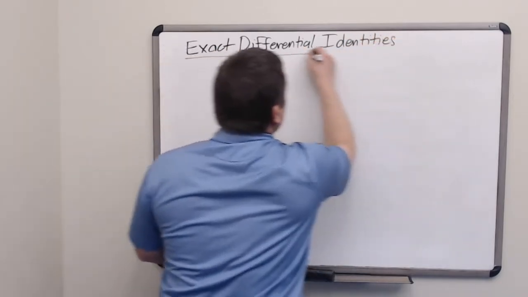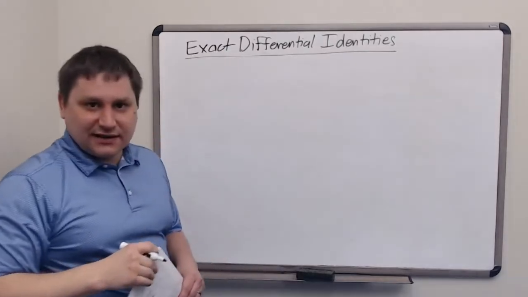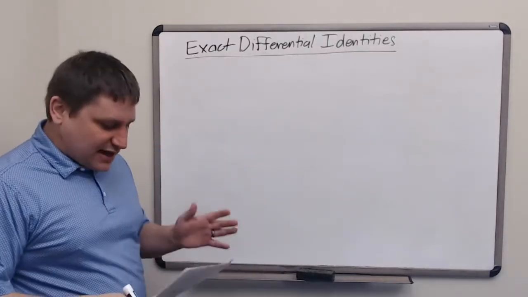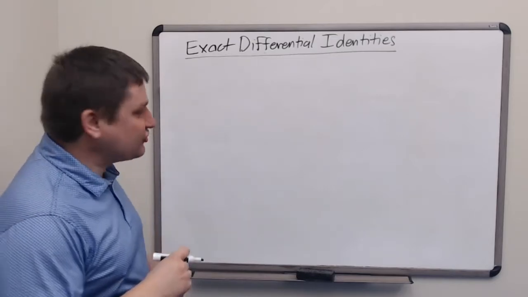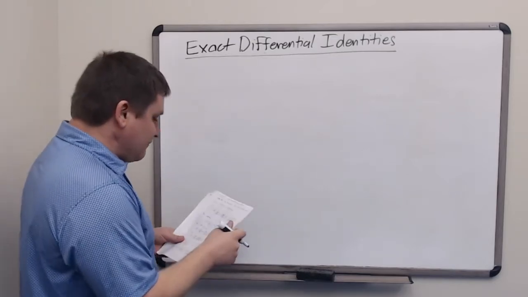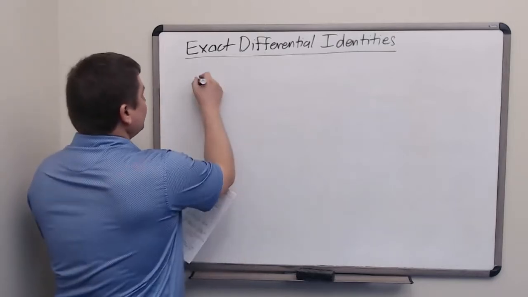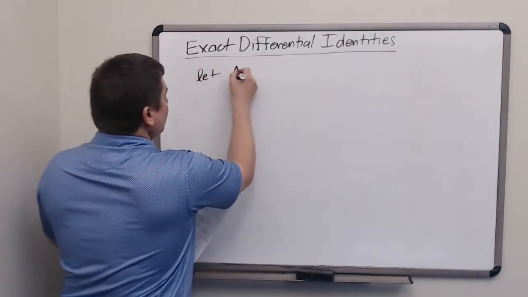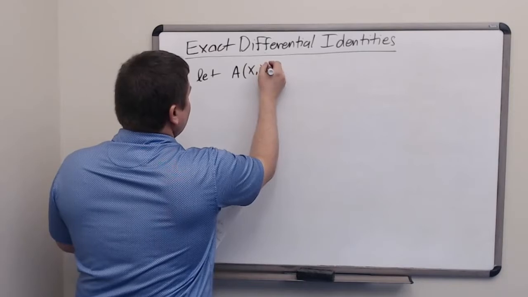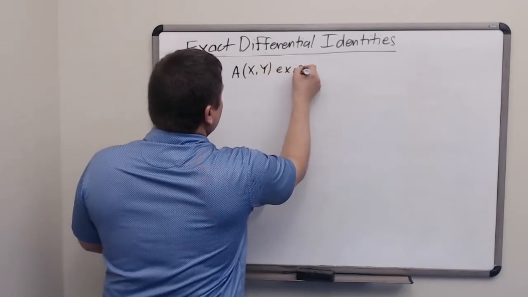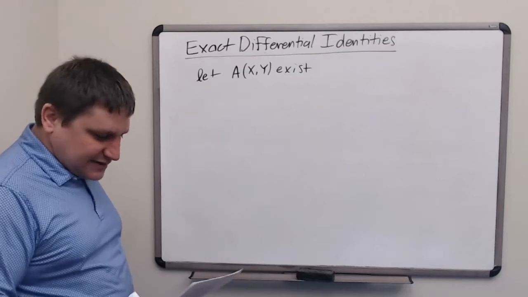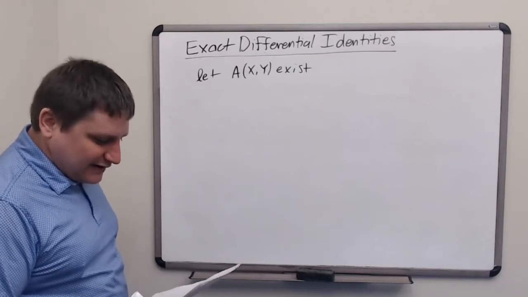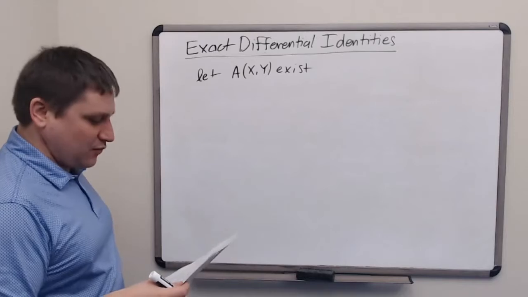And derive some identities that can relate them to each other. And we're still going to do this in the abstract for now, but we'll do some examples to show what all of this notation means. So let's begin by imagining some function a exists which depends on independent variables x and y.